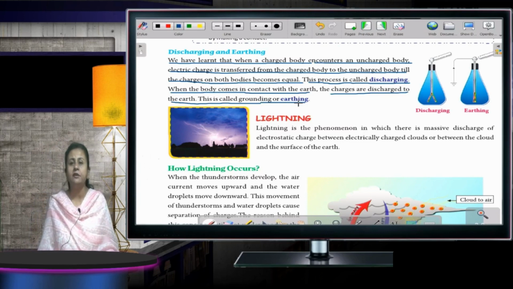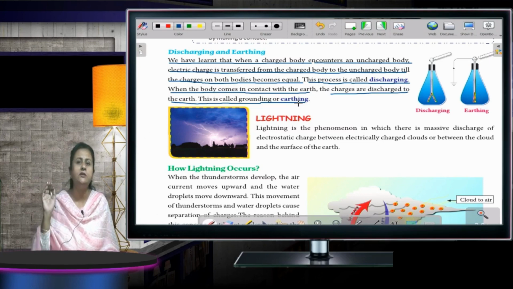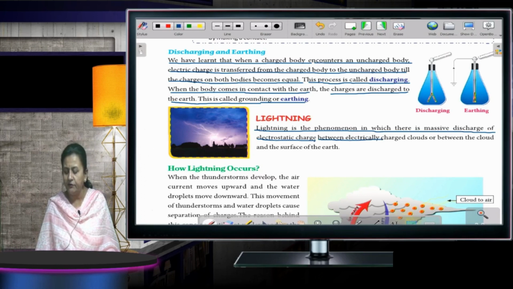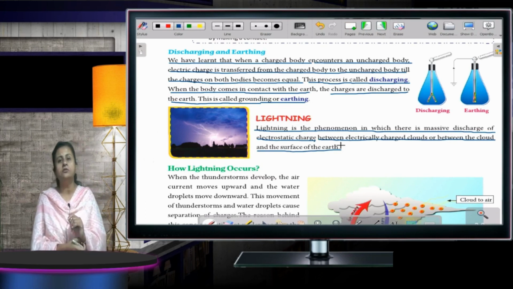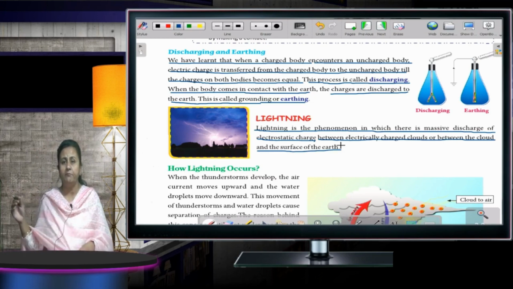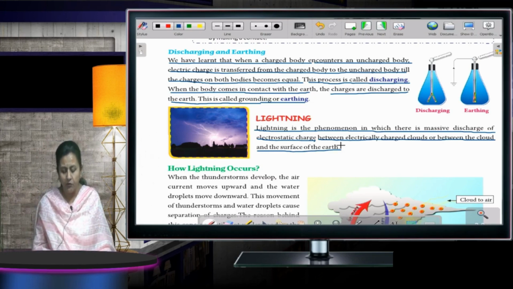Now we'll start with lightning. What is lightning? When it rains, you must have seen lightning in the sky. I'm talking about the same lightning. Lightning is a phenomenon in which there is a massive discharge of electrostatic charge between electrically charged clouds, or between the clouds and the surface of the earth. The clouds are charged, and whenever they meet, the lightning can be seen. How does lightning occur now?